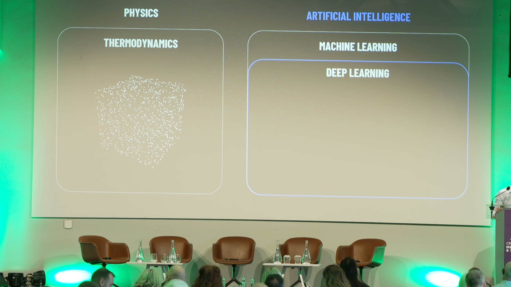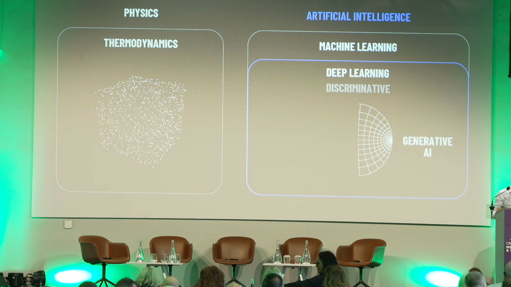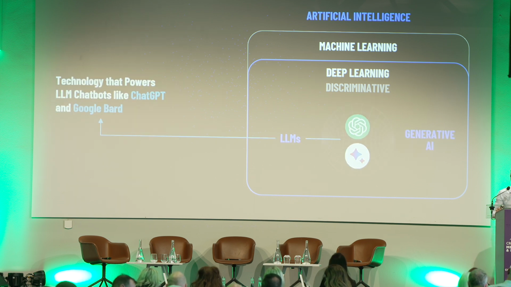And if you go down another level, after machine learning, you will find deep learning. So we're going to talk about machine learning. I'll walk you through deep learning, and then we're going to learn about discriminative models, generative AI, and large language models. Because right at the intersection between generative AI and LLMs, you find any of the products that you are familiar with. So the ChatGPT or Google Bard.